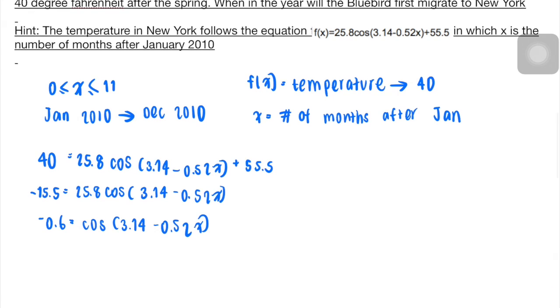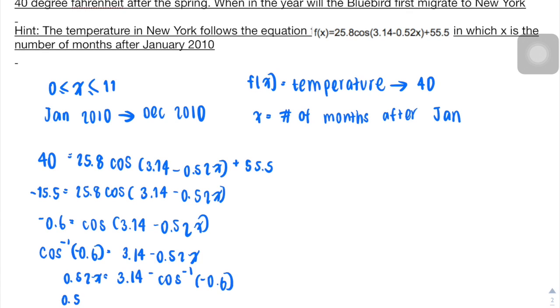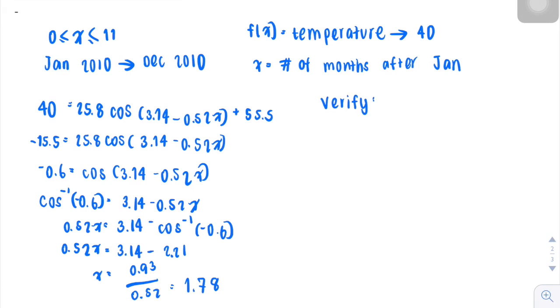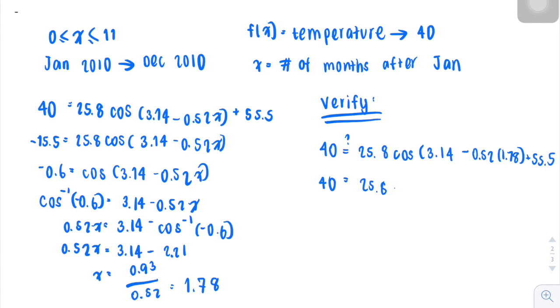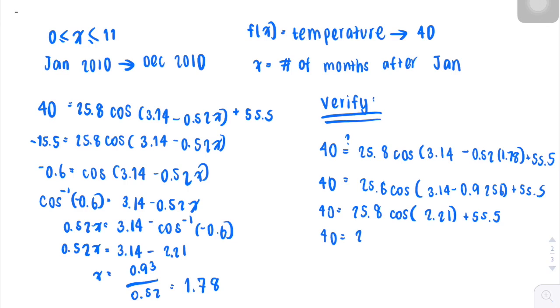Here's the solving process. The x value is 1.78. To make sure that there's no mistake while solving the equation, I verify it. After the process of verification, it can be seen that the solution found is correct.